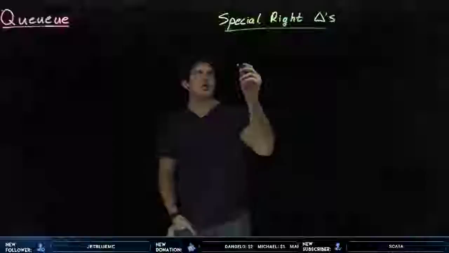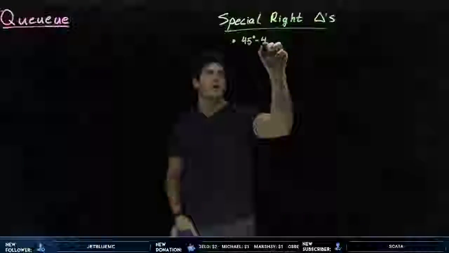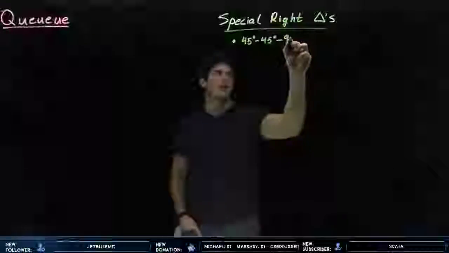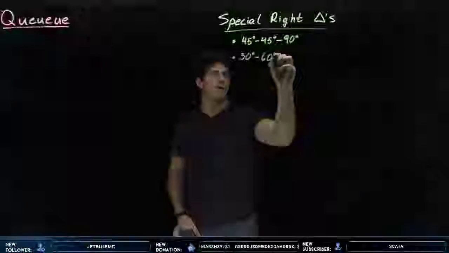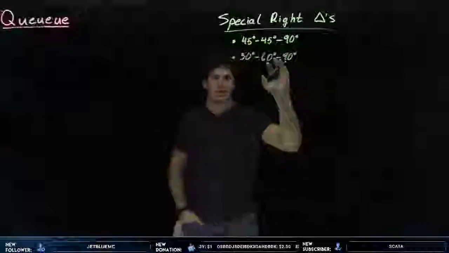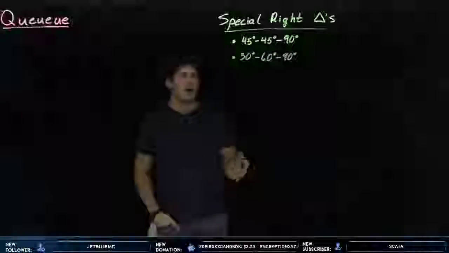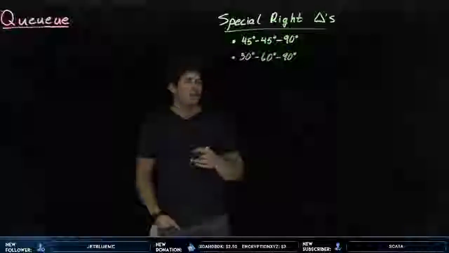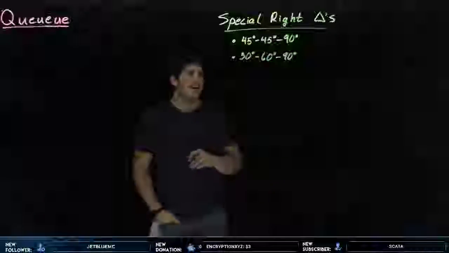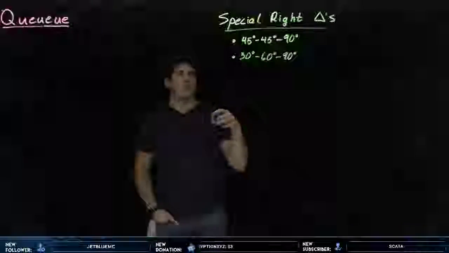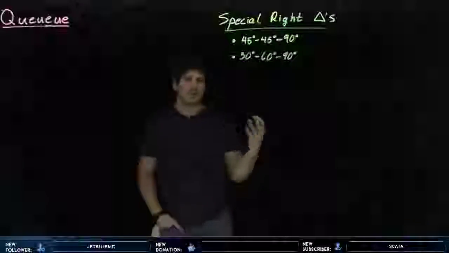The special right triangles we're worried about are called 45-45-90 and 30-60-90. We call them special right triangles because they have a relationship that, when you get to the actual numerical values, is pretty clean. These are values that come up quite often, and they're with angle measures that you should have memorized.